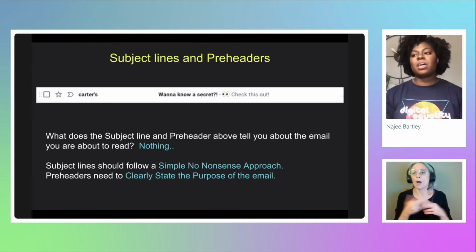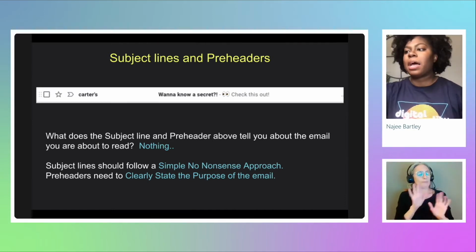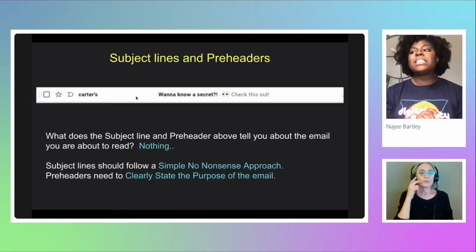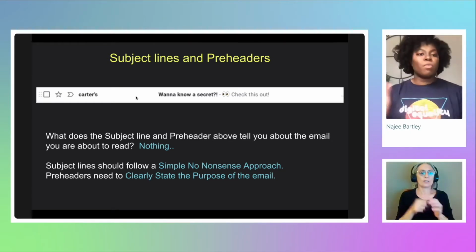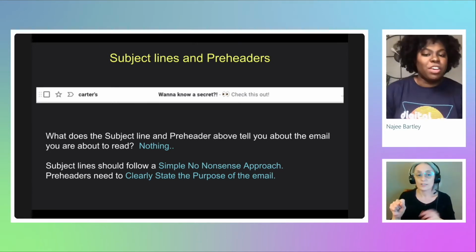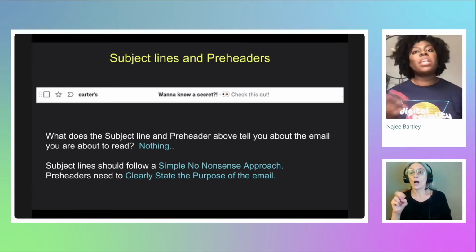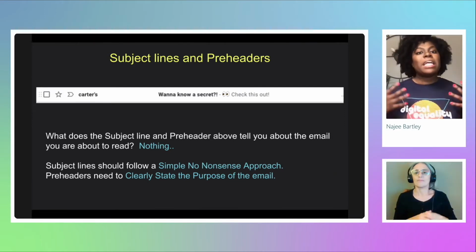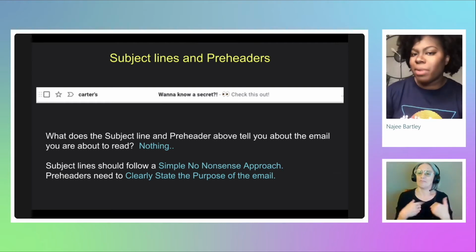So take a look at this image here above and tell me, what are we talking about? We see that it says Carter's and want to know a secret. Check it out. So anyone in the audience, if you guys want to reply back, I love to be interactive. Tell me, what is this email about?